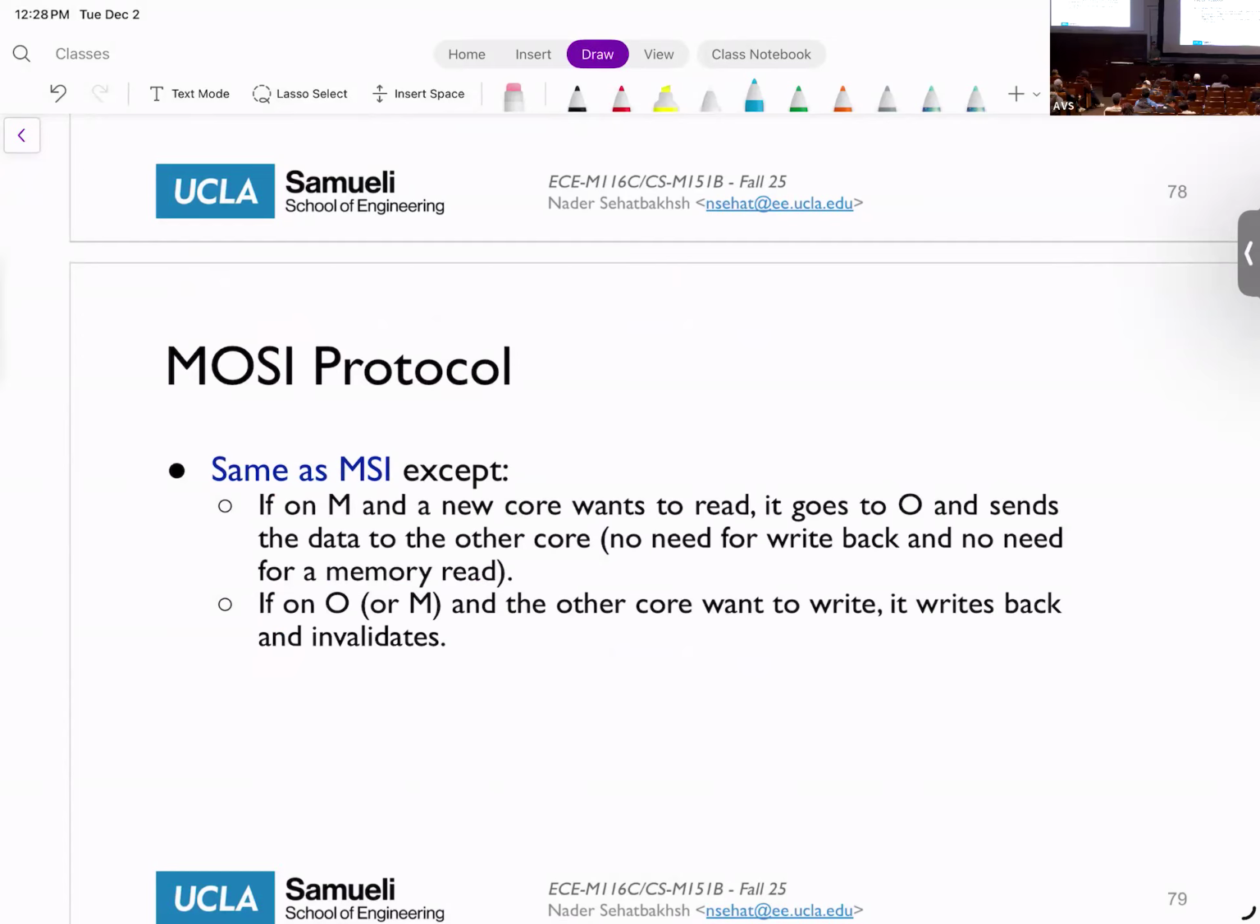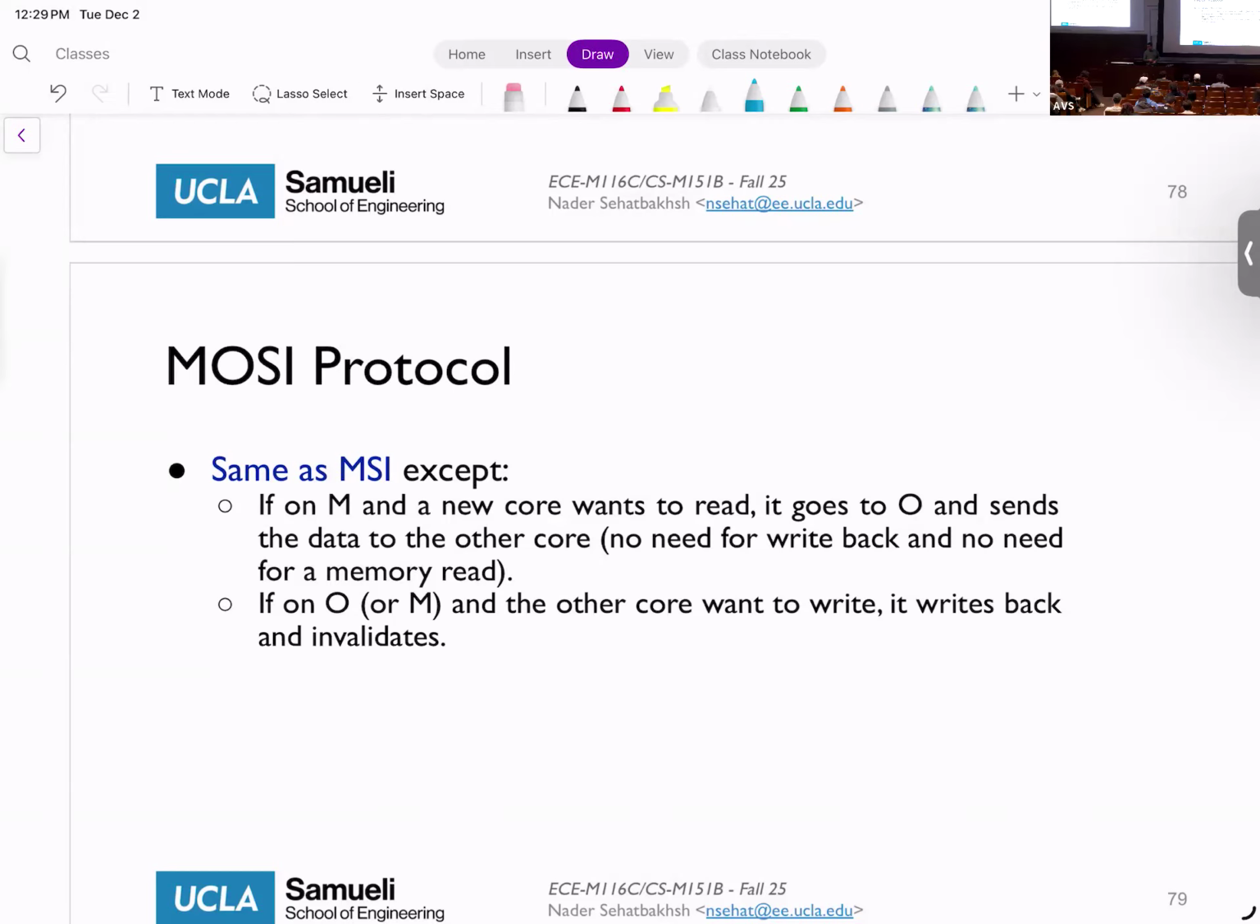So if I have MOESI, I have everything similar to MSI with only one difference: if someone is in M and another core wants to read, the one in M goes to O instead of writing back to the memory and going to S. It goes to O and it provides the data. So there is no need for a write back, and no need for a memory read. It's a cache to cache transfer.